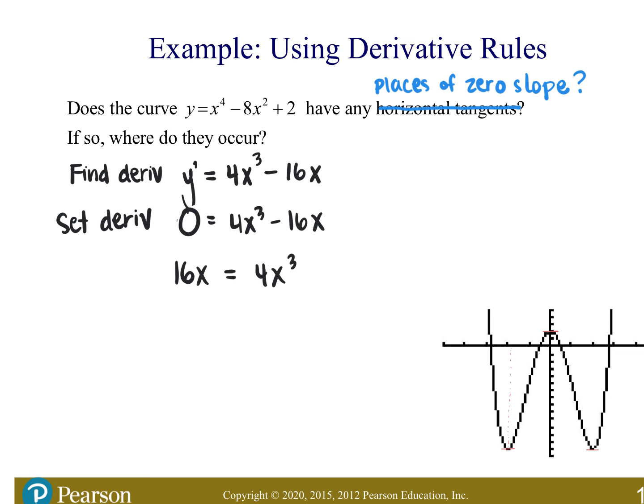Okay, then what? One of the x's reduces. So divide by x, divide by x. Okay, 16 equals 4x squared. And divide by 4, divide by 4. 4 equals x squared. Plus or minus 2.